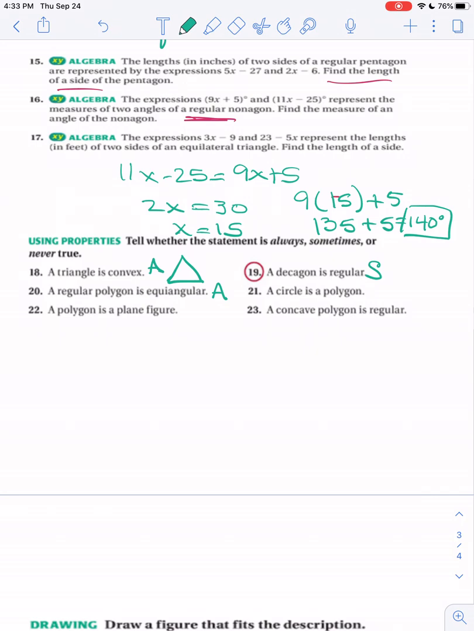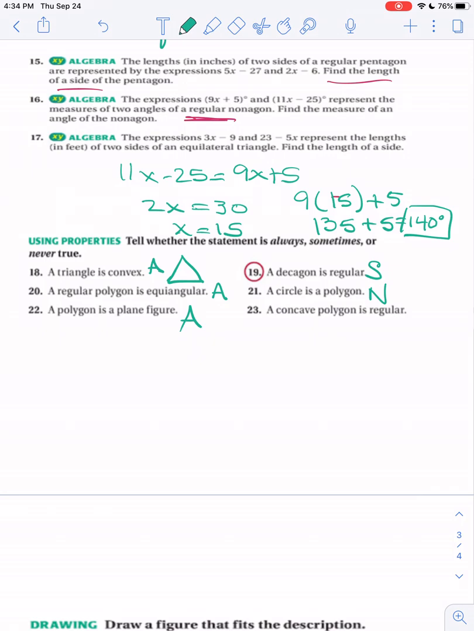A circle is a polygon. Remember, in order to be a polygon, you can't have a curved surface. So we're going to say that one is never true. A polygon is a plane figure. If you remember, that's part of the definition. So that's going to always be true. It means it's flat. It's two-dimensional.